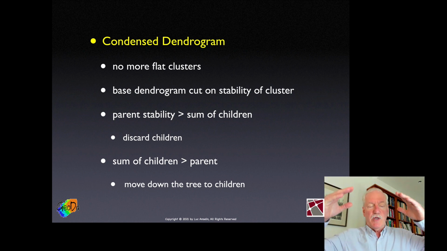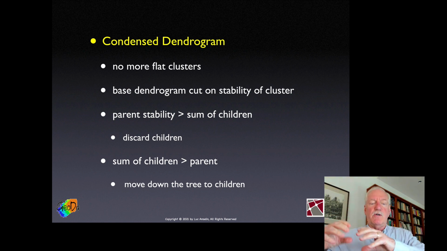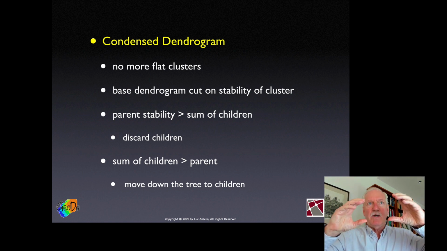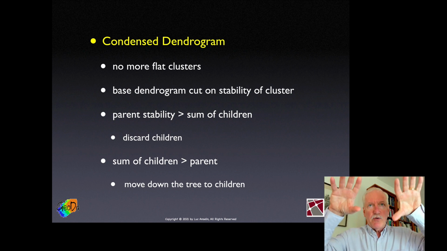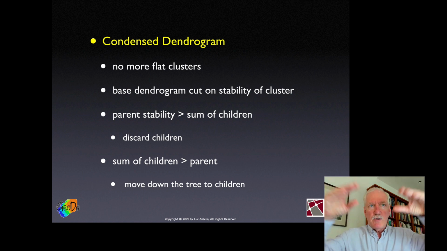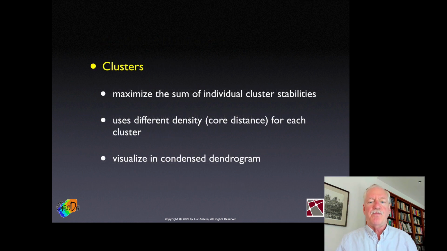And then we go down the tree, and if the parent has more persistence than the sum of the children, we stop. And the parent is the cluster that we retain. If, on the other hand, the sum of the children is larger than the parent, then we move one step further. And so we move through the dendrogram and compute this relative excess mass at each split, and then decide which ones to keep. And the clusters that we keep, therefore, maximize the sum of the individual persistence.